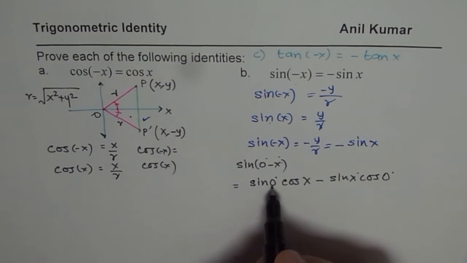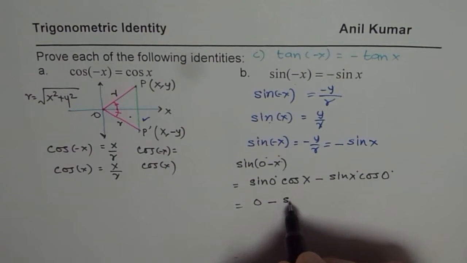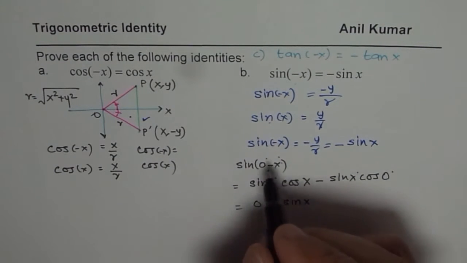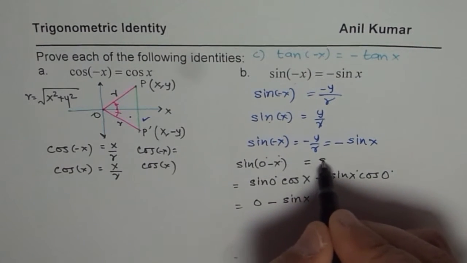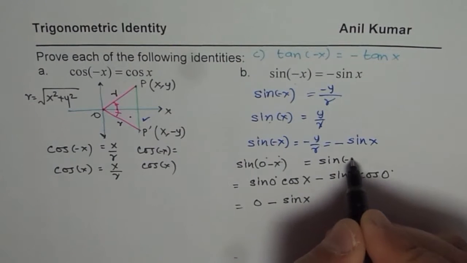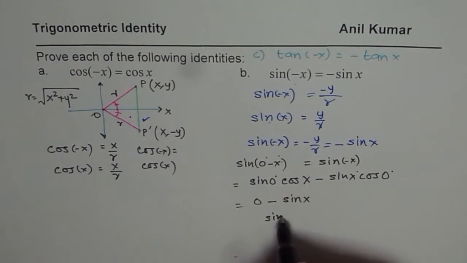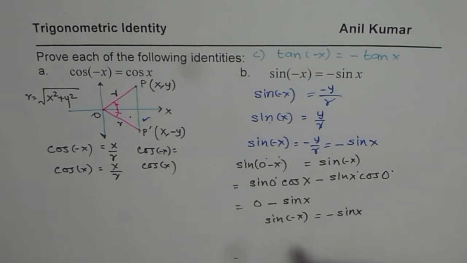Now sine of 0 is 0, and cos of 0 is 1. So we get minus sine x. Do you see that? So what we get here is sine of minus x equals minus sine x, correct?